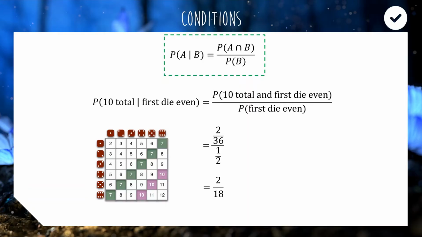Which kind of makes sense, because if you told me that the first die was even, it means that we're not looking at all 36 outcomes. We're just looking at these 3 sets of 6, so these 18 outcomes where the first die is even. Out of these 3 sets of 6, so out of these 18, how many of them have a 10 in total? That one there and that one there. So it's 2 out of 18. So the formula works. Hooray!